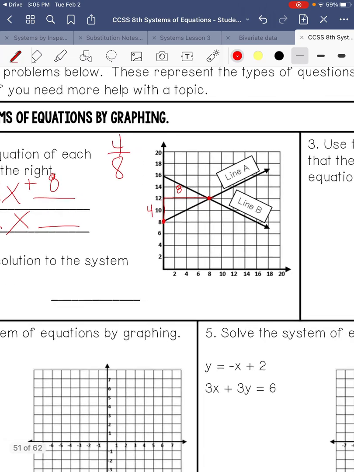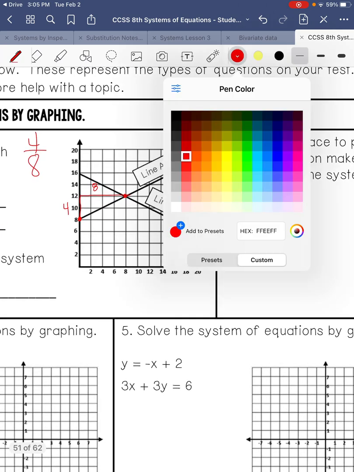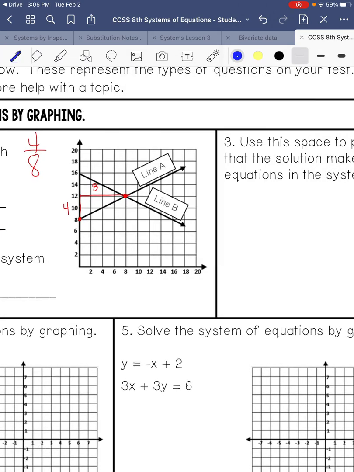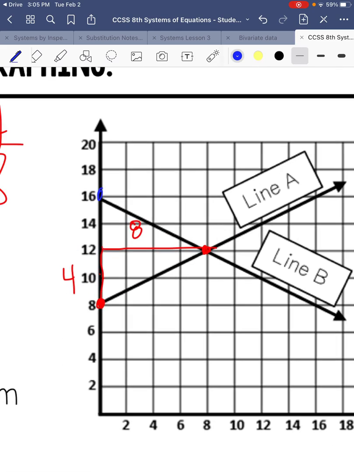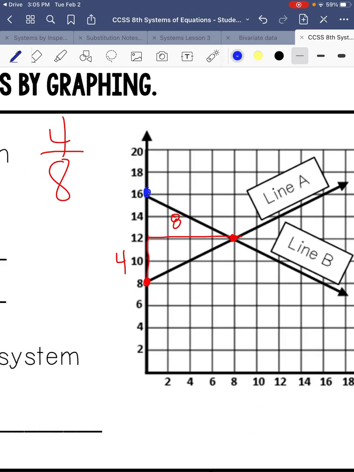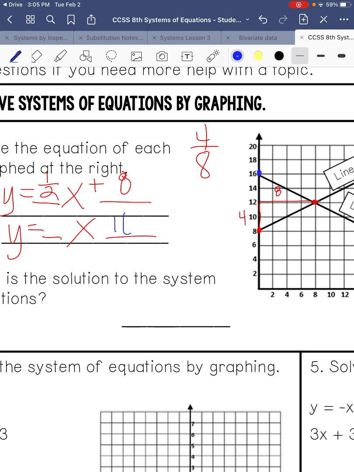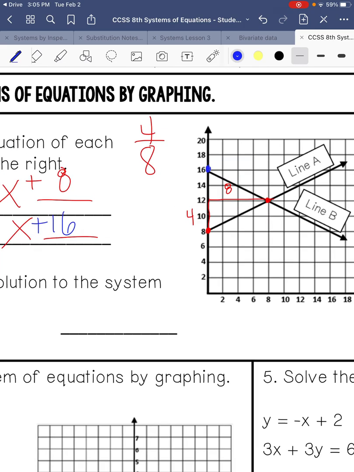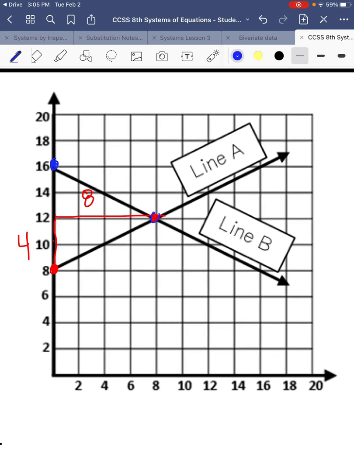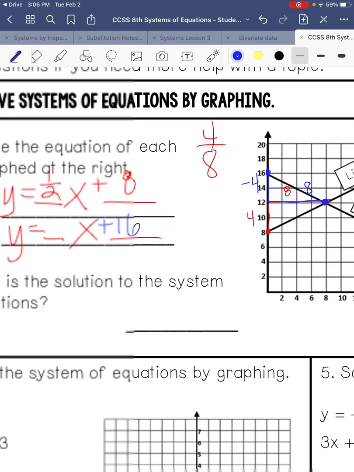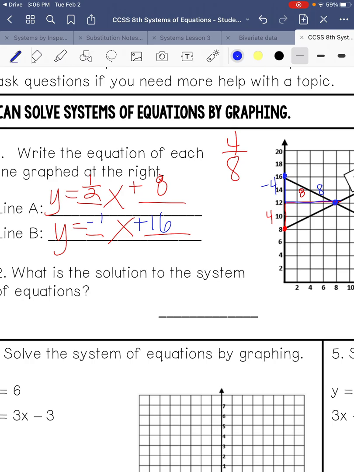B is my negative line. That's my line going down. I already see my starting point here at 16, so I already know it's plus 16. Now I just have to find my rate of change, or my slope. So here we go. I came down 4 over 8. So that's going to be negative 1/2 x plus 16.